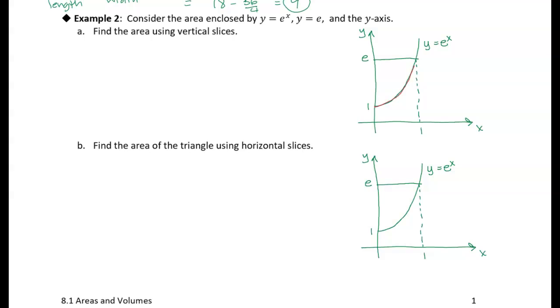So I went ahead and drew this for you so you don't have to watch me draw out my axes and everything. We have y equals e, so that's this up here, and then the x-axis. So the area that we're interested in is this area I've outlined in red.